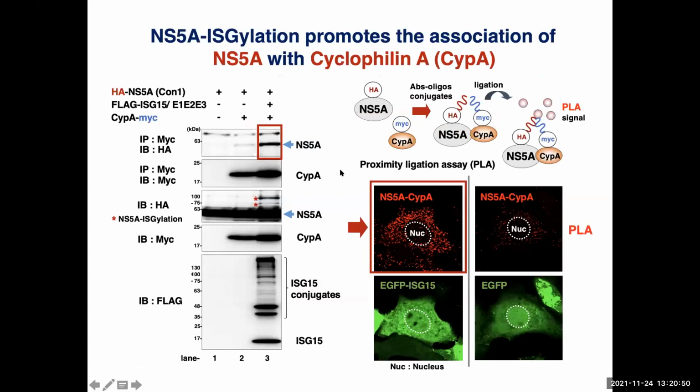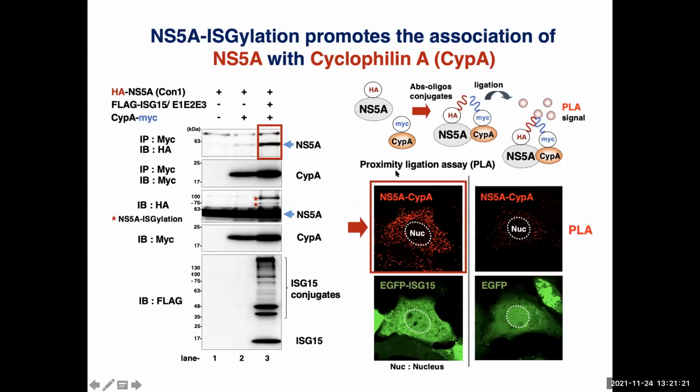Then we made a couple of experiments, and so this is the immunoprecipitation analysis. And when we put the isolated important factors, we can see the interaction was promoted in the presence of isolation factors.